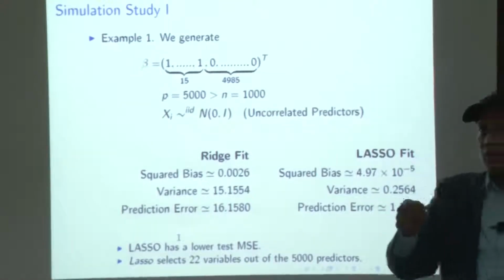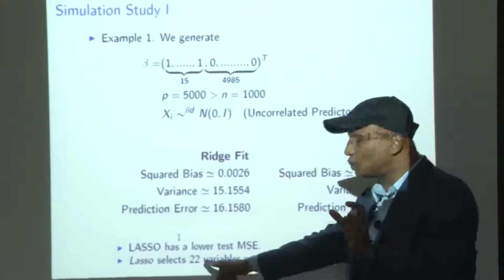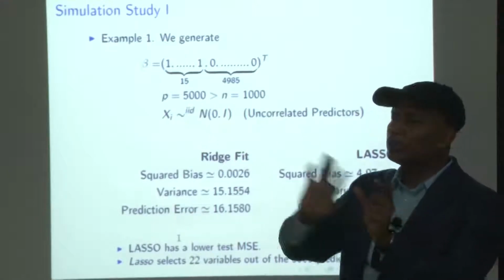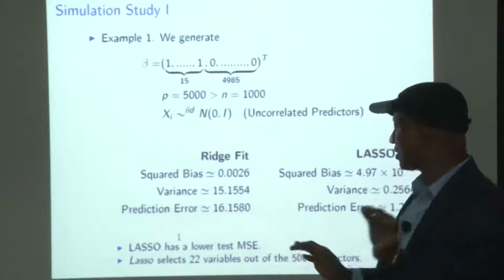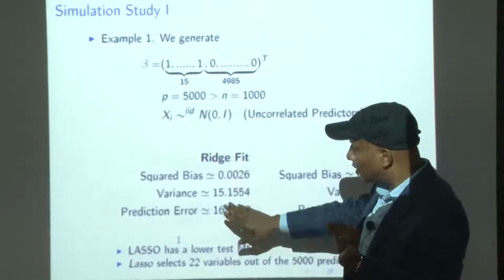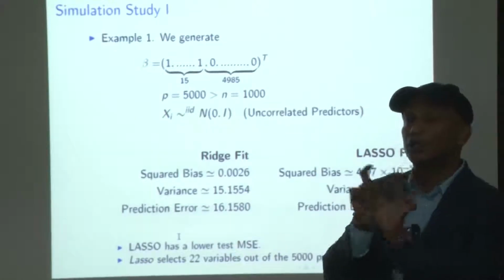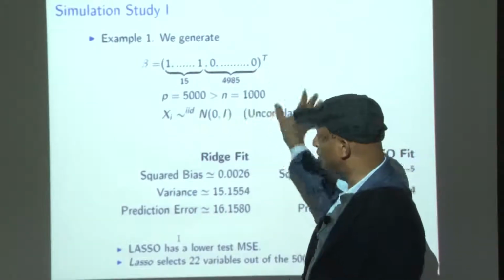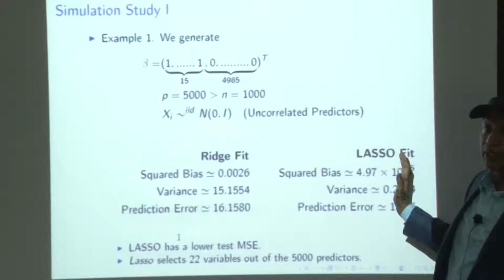That means better prediction. Not only that, you should be able to explain which variables are doing the prediction. Only these 22 are making all the prediction. All the other information I don't need for this classification or prediction. But with ridge, not only is the prediction error higher, I also don't know which variables are really controlling the prediction. So this is one of the classic situations where you can have a clear choice whether you will take Lasso or ridge.